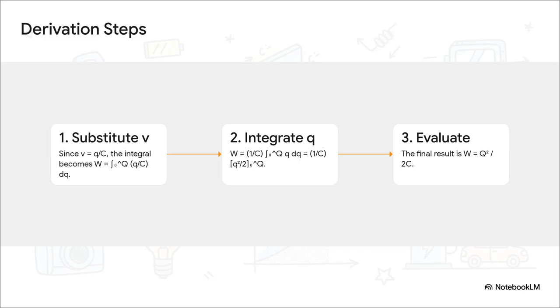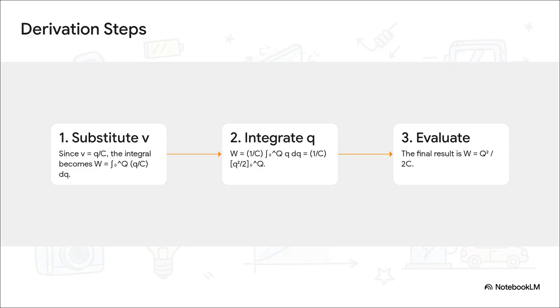All right, let's walk through this. It's actually pretty elegant. We start with our integral. We know from the definition of capacitance that the instantaneous voltage V is just the instantaneous charge q divided by C. So let's substitute that into the integral. Now, since C is just a constant for any given capacitor, we can pop it right out front. Then we just have to integrate q dq, which is simply q squared over 2.